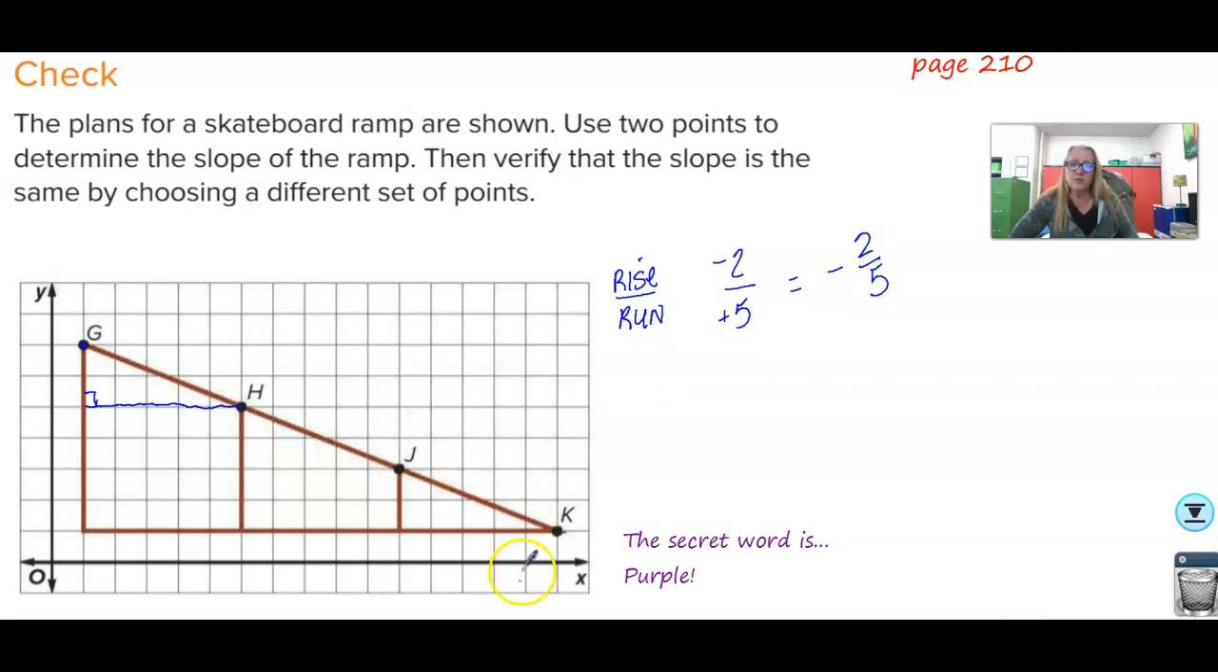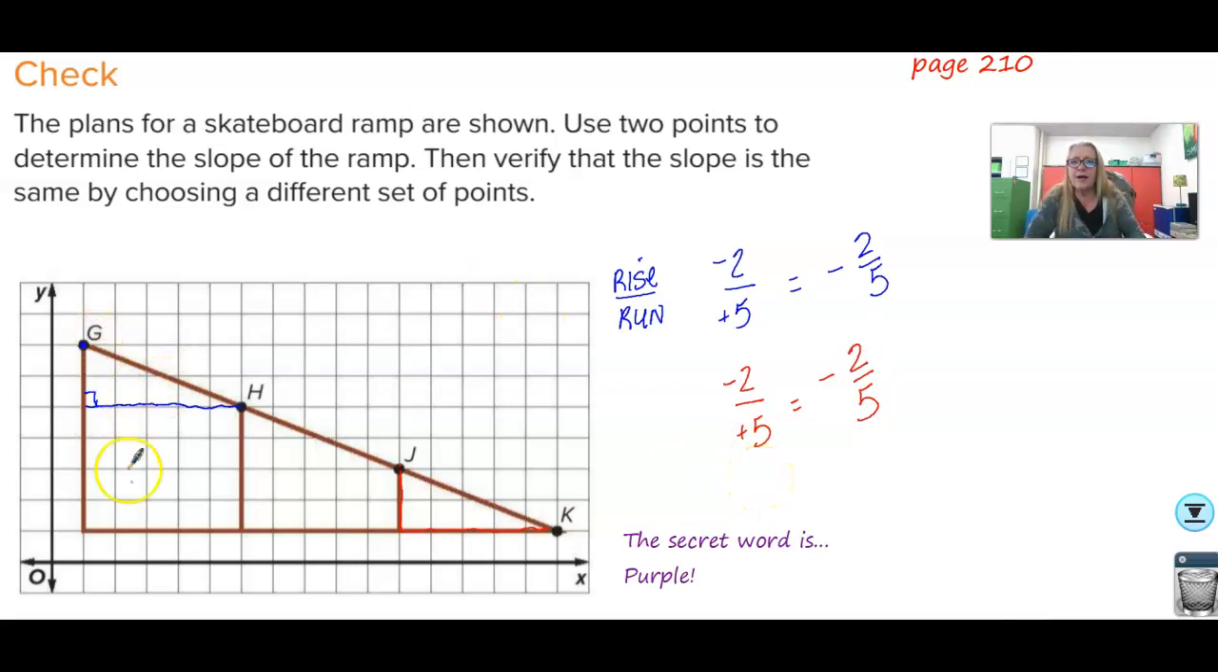Now let's do a different color. Let's do the slope from J to K. How about that? We'll use this triangle right here. It's already drawn for us. I can't screw it up. To go from J to K, we go down 2 and right 1, 2, 3, 4, 5. And that means the slope of that part of the line is also -2/5. In fact, the whole line is -2/5.